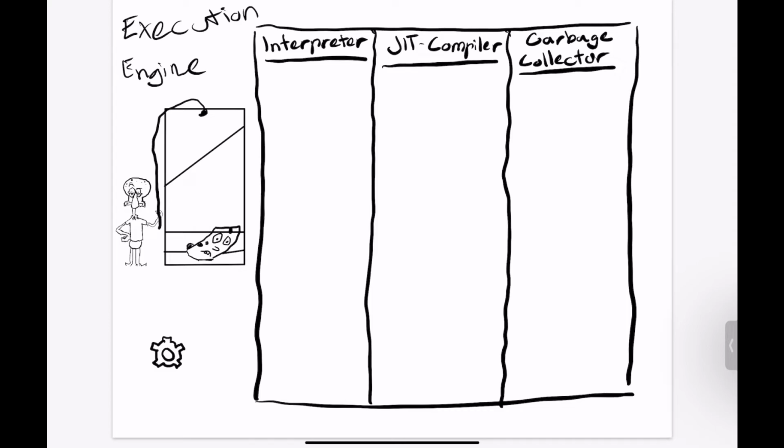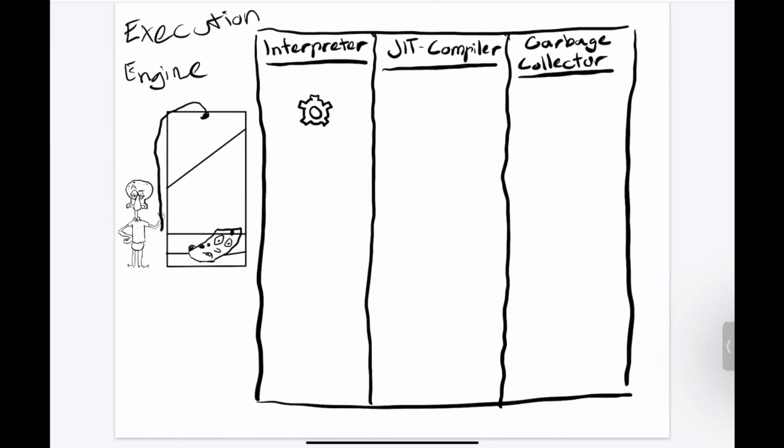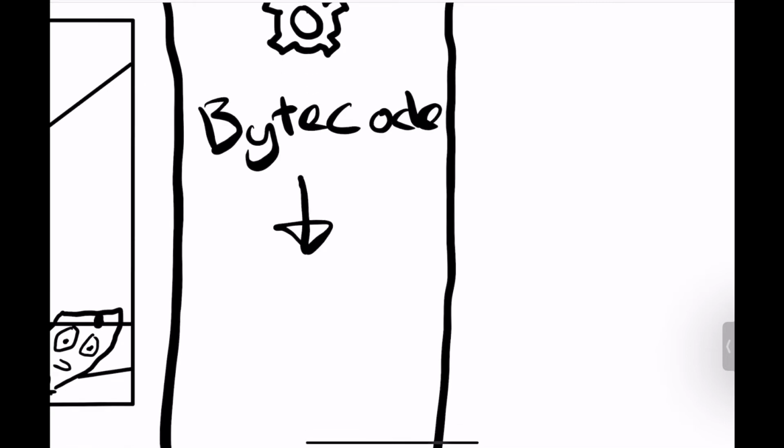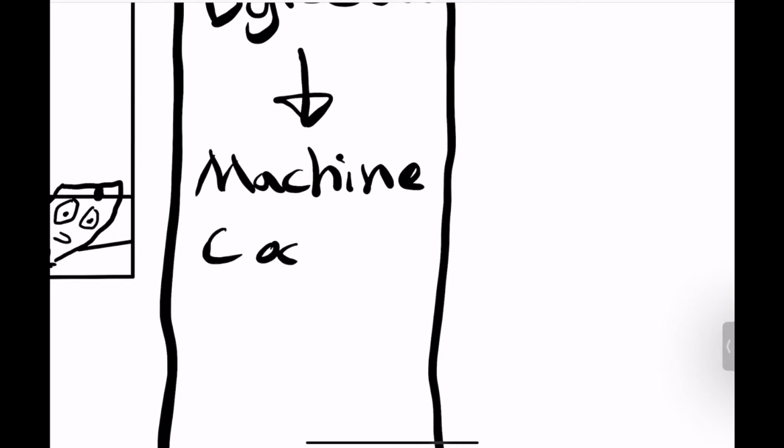The final part of the JVM is the execution engine. The execution engine is split into three parts: interpreter, just-in-time compiler, and garbage collector. The interpreter is the part of the execution engine that reads Java bytecode and converts it into machine code, which then runs the program in the CPU.